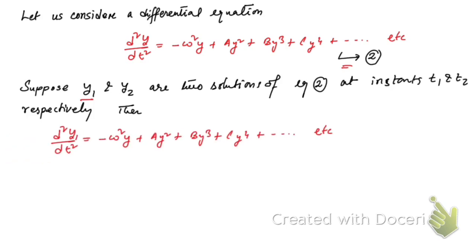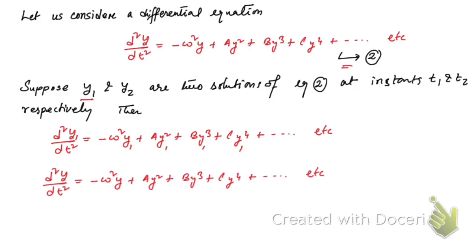So y1, here y1, y1 and y1, this is the equation for y1. Similarly for y2, we are going to have this equation, y2, here y2, here y2, here y2, etc. So this is, suppose, equation number 3 and this is, suppose, equation number 4, right?